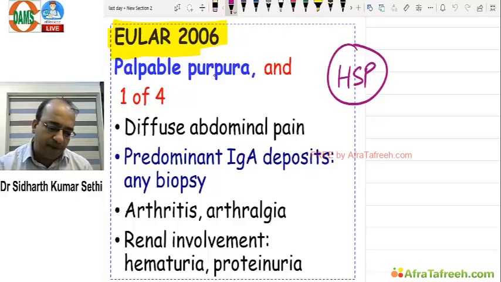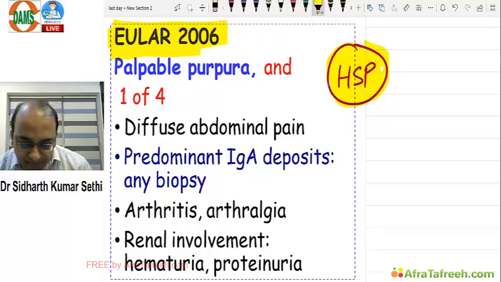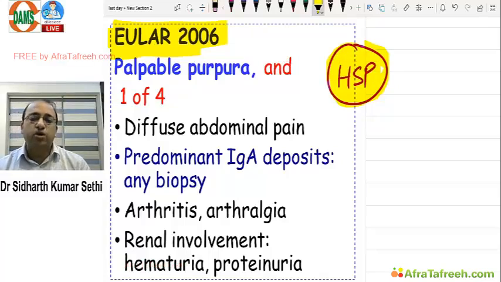So remember, palpable purpura and any one of these four. EULAR is European League Against Rheumatism. Ritu Sarthak, you are right. And diffuse pain abdomen, predominant IgA deposits, or arthritis, arthralgias, or kidney involvement.